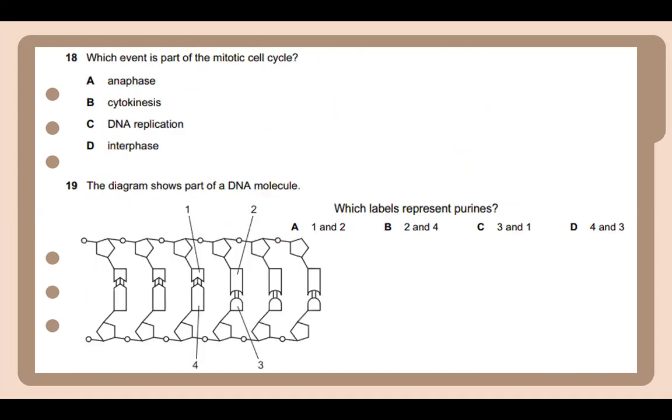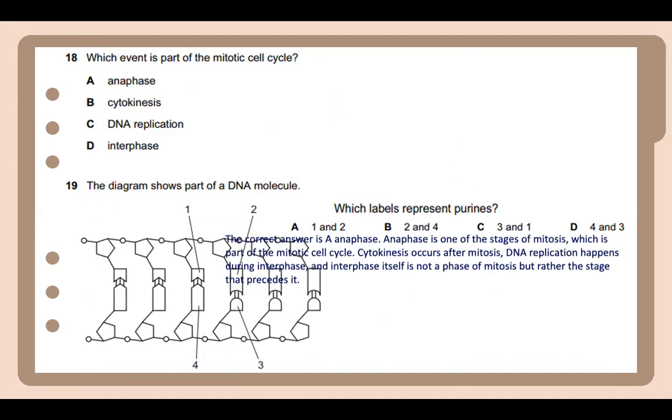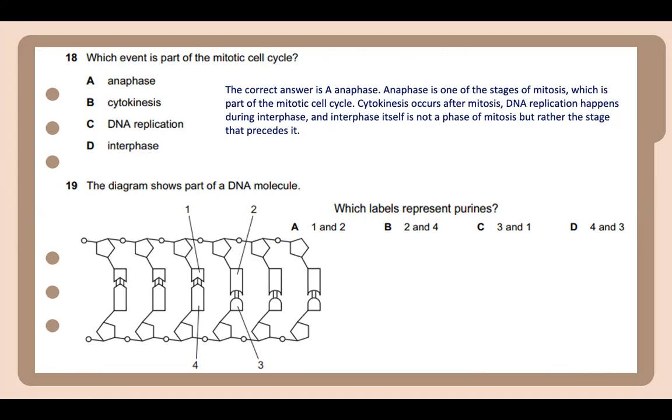Which event is part of the mitotic cell cycle? The correct answer is anaphase. Anaphase is one of the stages of mitosis, which is part of the mitotic cell cycle. Cytokinesis occurs after mitosis. DNA replication happens during interphase. And interphase itself is not a phase of mitosis, but rather the stage that precedes it.